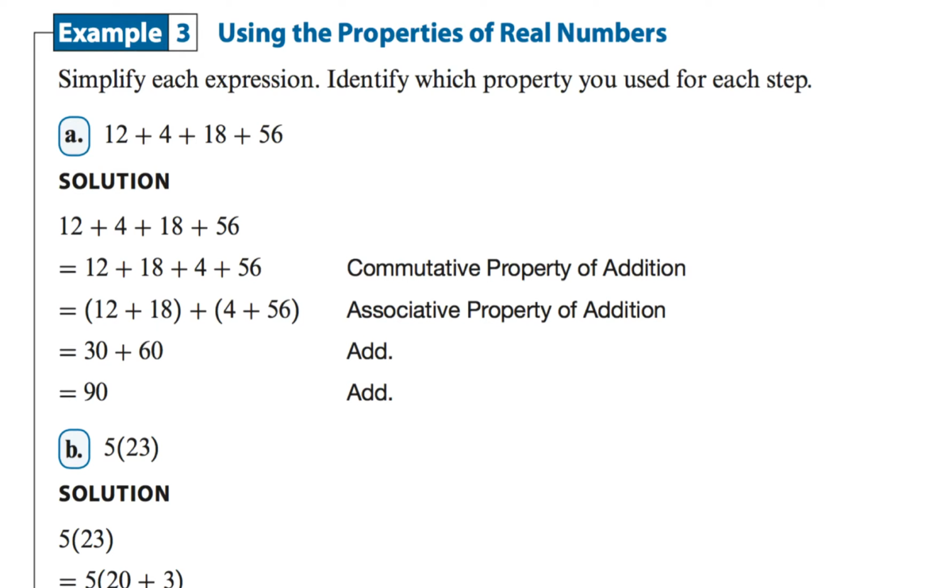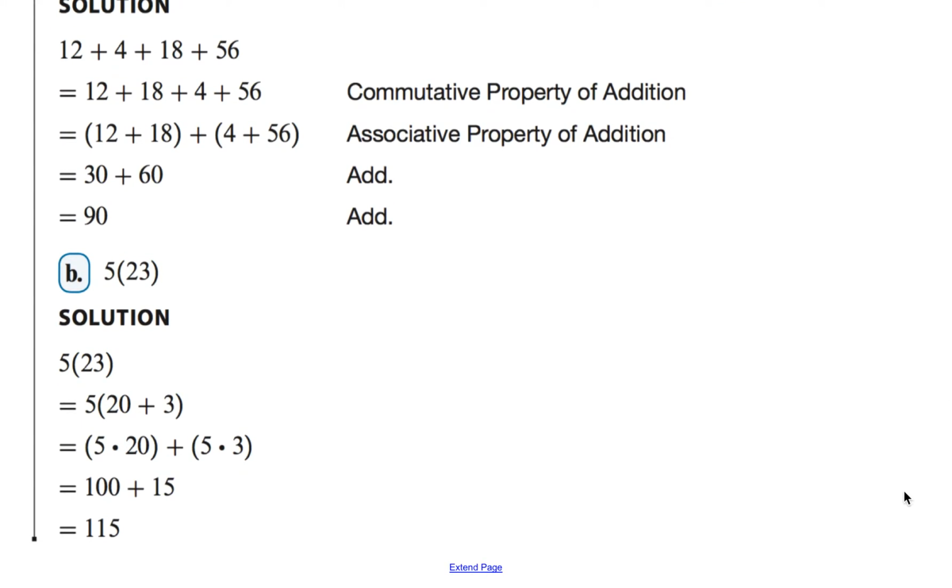How about for letter B? Let's take a look at that one. 5 times 23, we're going to write that as 5 times 20 plus 3. Well, we're just breaking up 23 as 20 and 3, so that's really not a property. Then we're going to take 5 times 20 and add 5 times 3. Well, that one now is the distributive property. We're getting rid of the first set of parentheses. And once we do that, then we're just simply multiplying, and then we're doing addition.